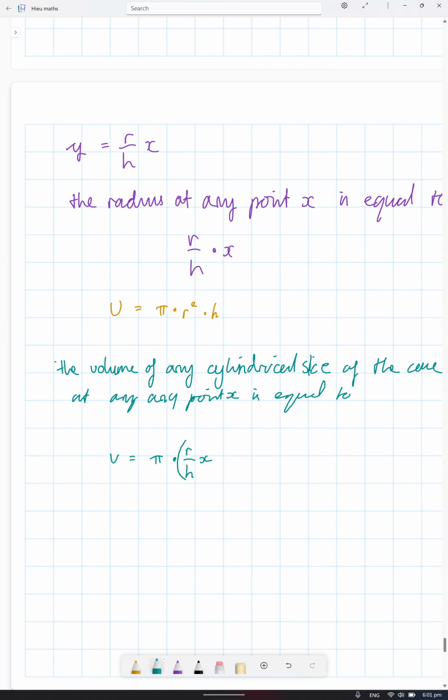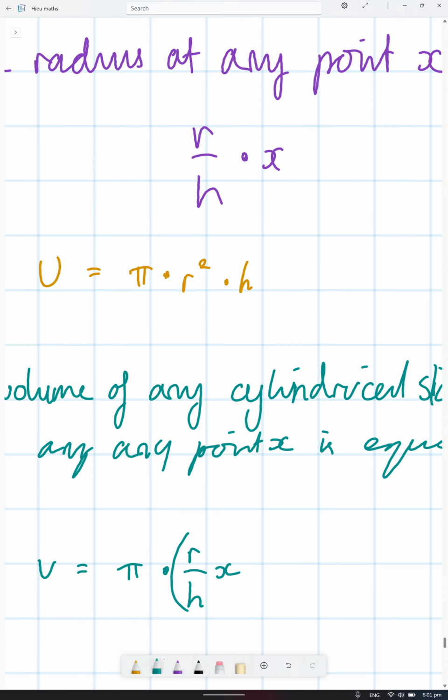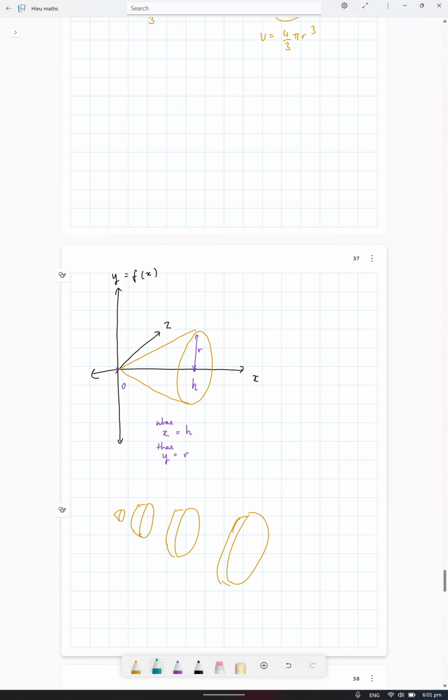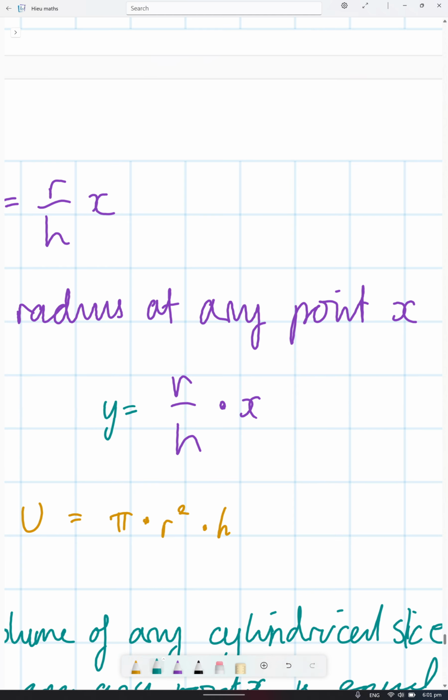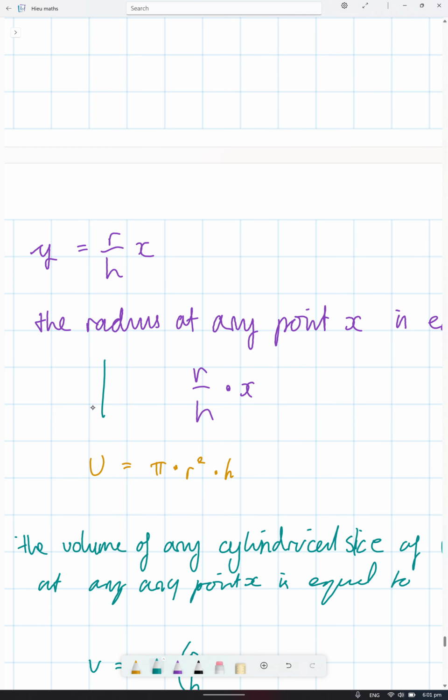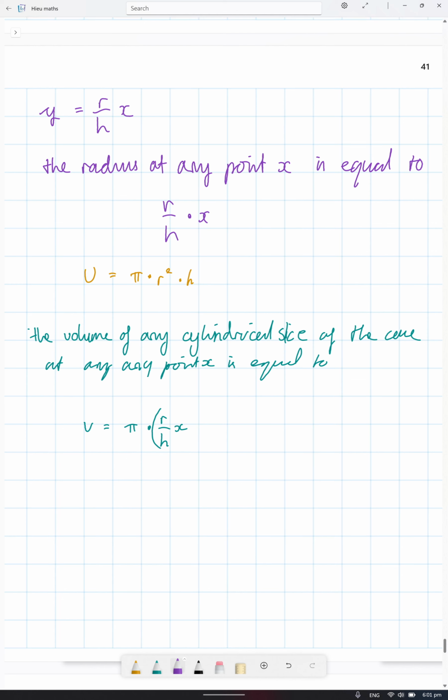And remember that this r is the big radius at the end of the cone. Technically this is just y, and y is equal to the radius at any point because it's the height of the graph at that point. So we need the radius at any point, so we're at the r squared. We need the radius at that point, which is r over h, the big radius over h, times x, and radius squared, times height. So the volume of one slice at any point x is given by this.